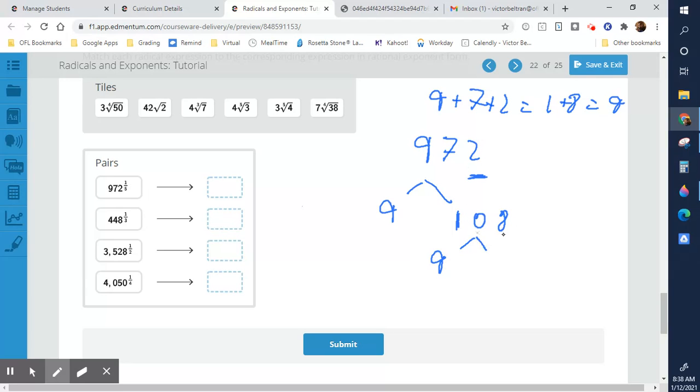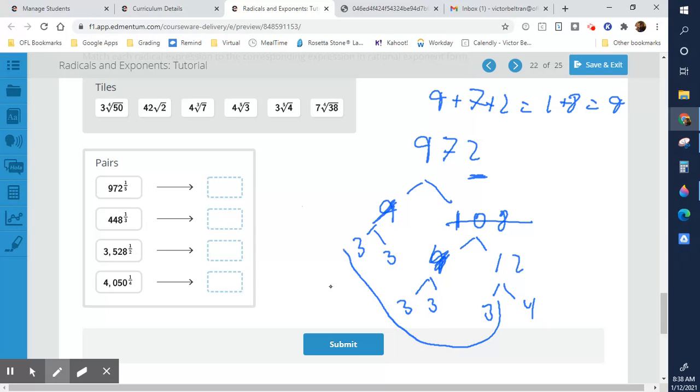Now I'm doing the fifth root, which works out because 9 is 3 and 3 and 3 and 3. So I broke up these 9s, so let me cross them out. I broke up the 108, so I'm going to cross that out. So I have 1, 2, 3, 4, 5 threes. Yes, I can break up the 4 into 2 and 2, but that's not going to help me anymore.